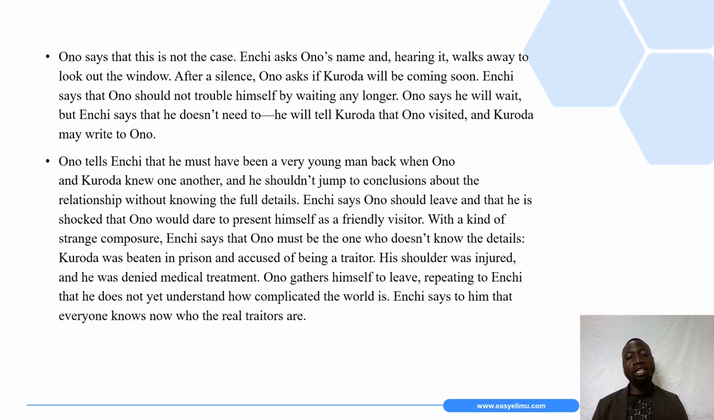His shoulder was injured and he was denied medical treatment. So Ono gathers himself to leave, repeating to Enchi that he does not yet understand how complicated the world is. So Enchi says to him that everyone knows now who the real traitors are.